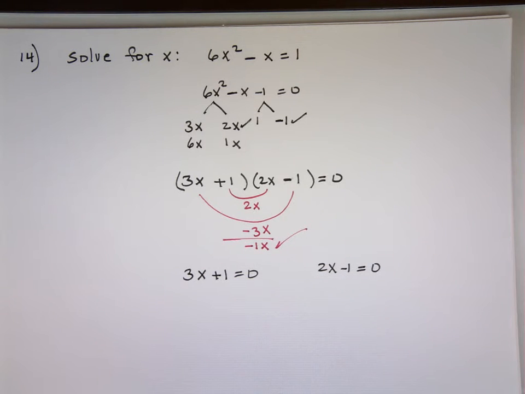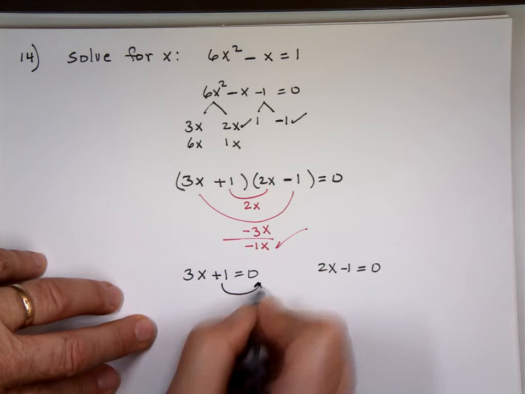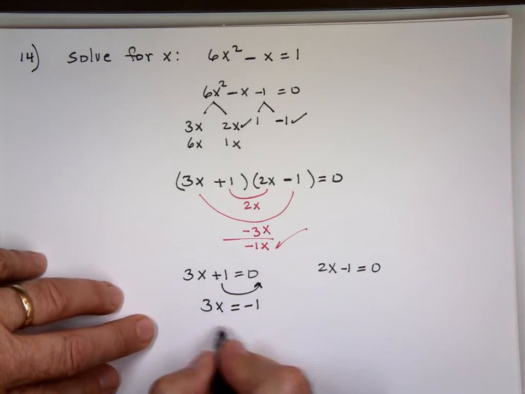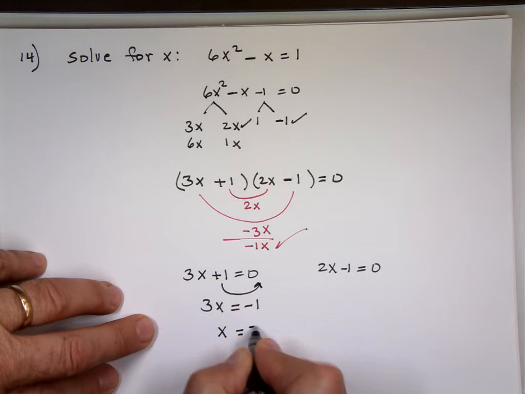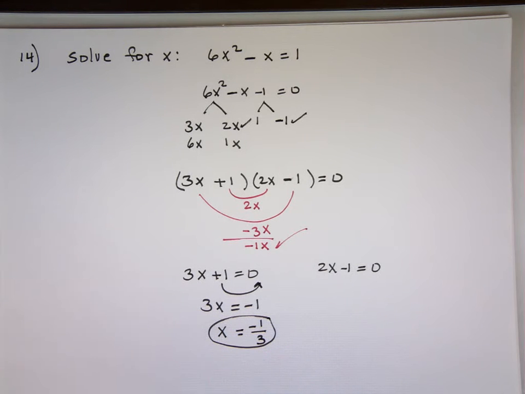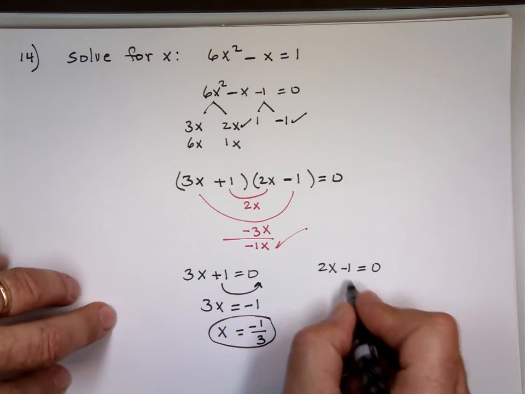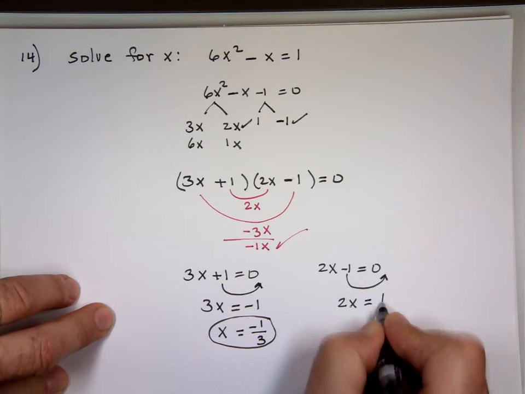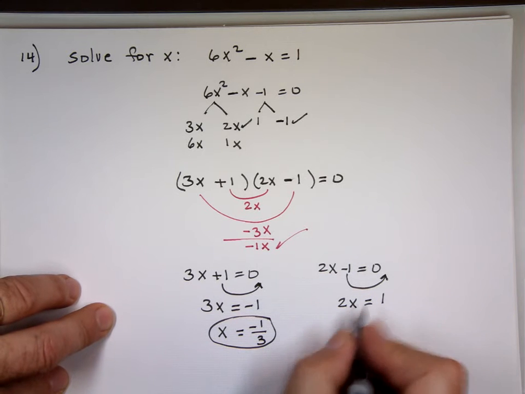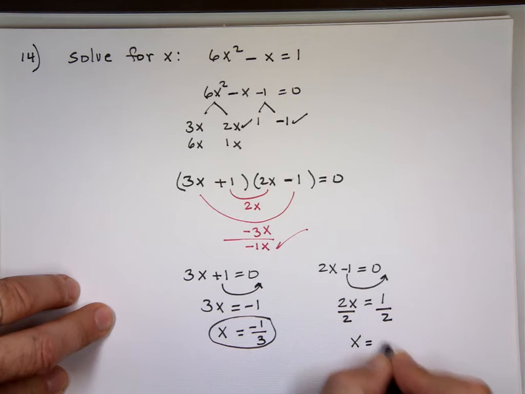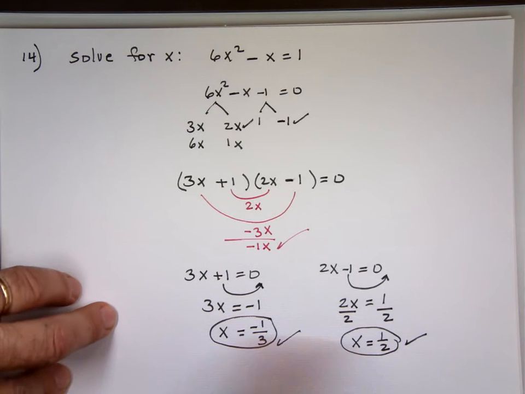To solve this, take the plus 1 there, becomes 3x equals minus 1. And to solve for x, we divide both sides by 3. This one, take the minus 1 to this side, change sign. That becomes a plus 1. And to solve for x, I need to divide this side by 2, which means divide that one by 2. X equals 1/2. So these are my two answers. Both are good. Both are solutions to that problem.